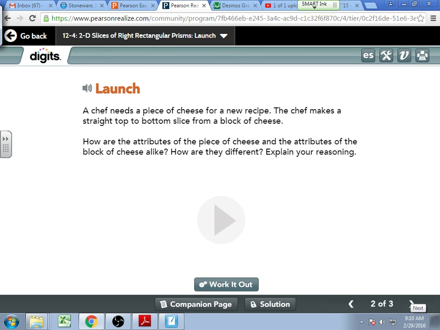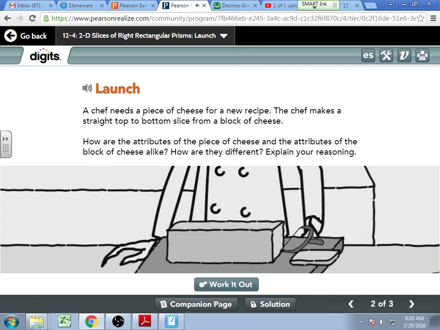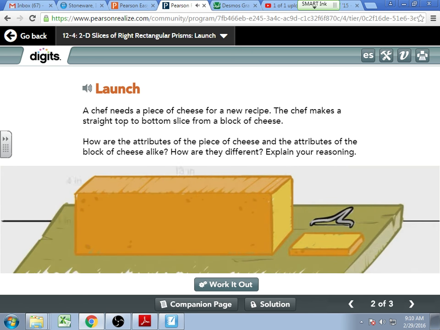A chef needs a piece of cheese for a new recipe that he's creating. So, if you've ever... Ah, yes, the perfect slice every time. I guess that's why I'm the top cheese around here. I said, I guess that's why I'm the top cheese. Ha! Good one, Chef Gordy. Kitchen humor. You've got to love it. Chef Gordy has a pretty lame sense of humor.